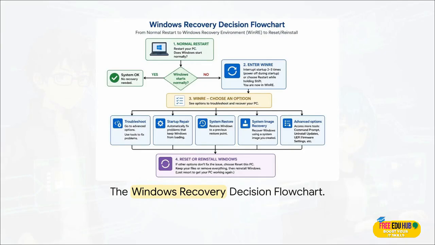Notice exactly how this decision tree structures your troubleshooting. It literally forces you to try the least destructive options first. You always start with a simple, normal restart. If that fails, then you enter WinRE and try a startup repair or system restore. You save a full reset this PC or a completely clean Windows reinstall as the absolute last resort, simply because that is the most disruptive thing you can do to the user's data and applications.